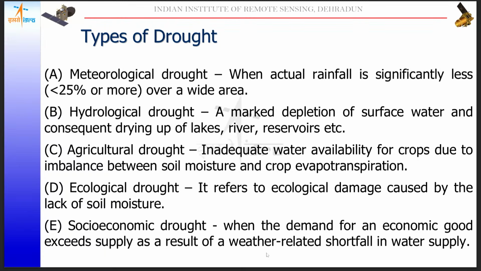If the water is not available in the form of rainfall, the surface water may not be available at the farm, at their locations, or in the ecosystem. If the water is not available, the flora and fauna, their population and growth are significantly affected, and that is a situation of ecological damage in the particular area. This type of situation we call ecological drought.